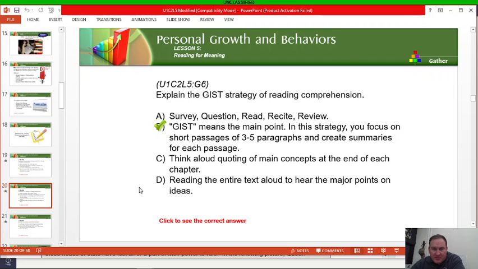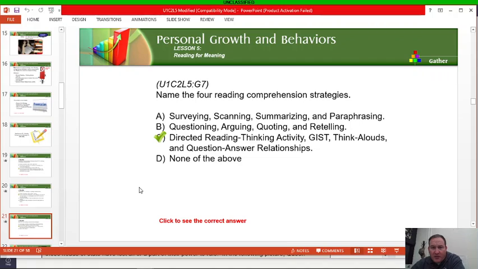Okay. Explain the gist strategy of reading comprehension. Gist means the main point. In this strategy, you focus on short passages of 3 to 5 paragraphs and create summaries for each passage. So when you guys are doing your current events, most of those are fairly short articles. You're doing a summary of what's going on, and you put in your own one paragraph summary of whatever the article is about. So you already have some experience doing this, and you're also talking about the main point. When I have you write about the one sentence of relevance, why is it important? Why does it matter? So again, this is one that you should already be familiar with. You're already doing it.